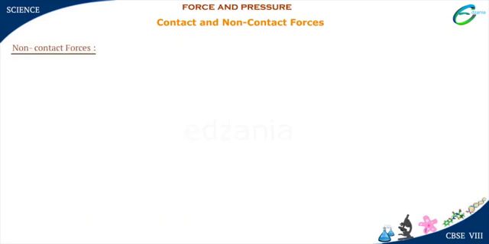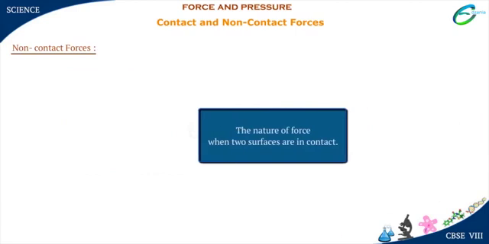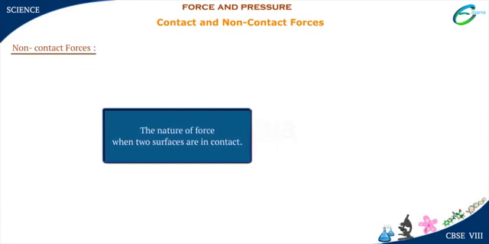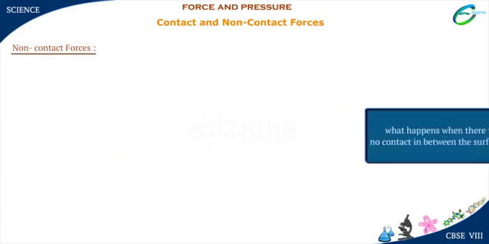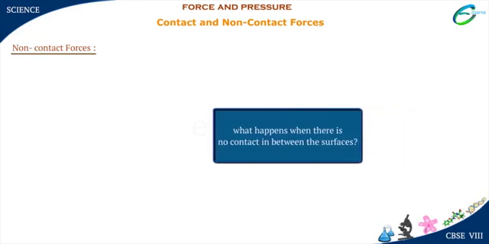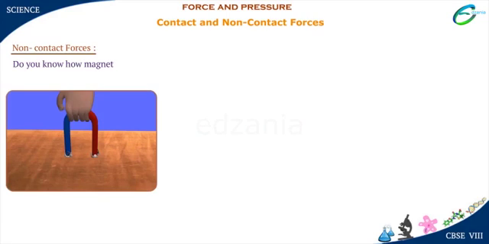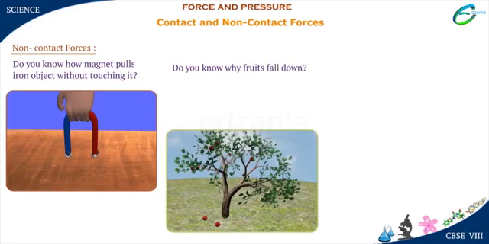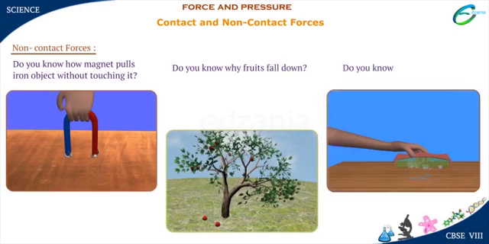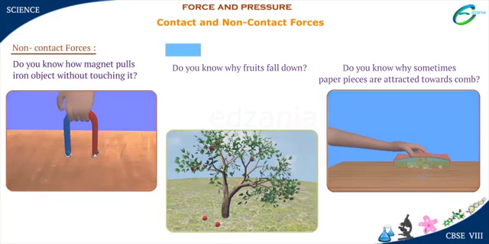Non-contact forces. We have understood now the nature of force when two surfaces are in contact. But what happens when there is no contact between the surfaces? Do you know how a magnet pulls iron objects without touching them? Do you know why fruits fall down? Do you know why sometimes paper pieces are attracted towards a comb? Let's find answers to these questions.